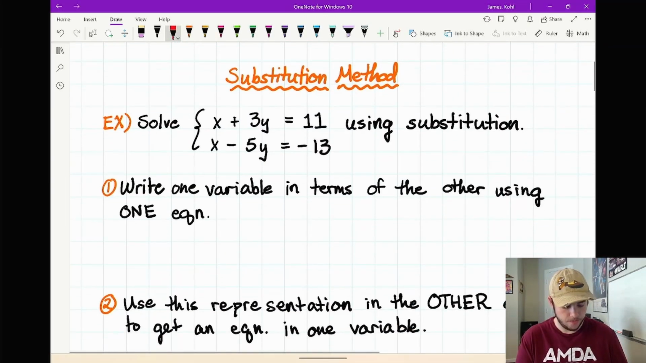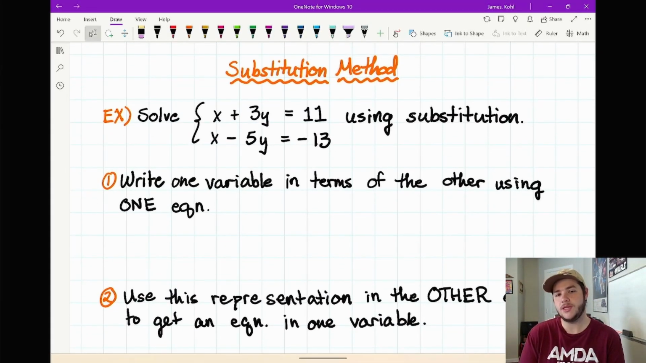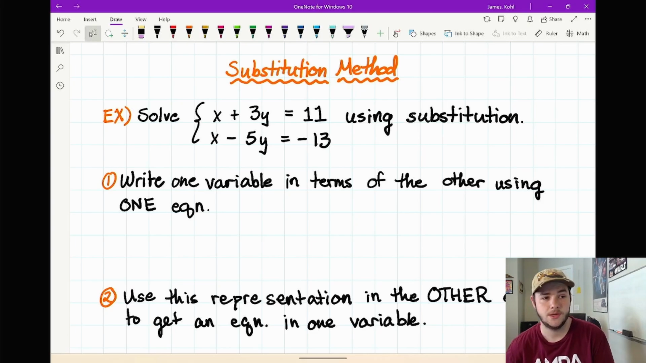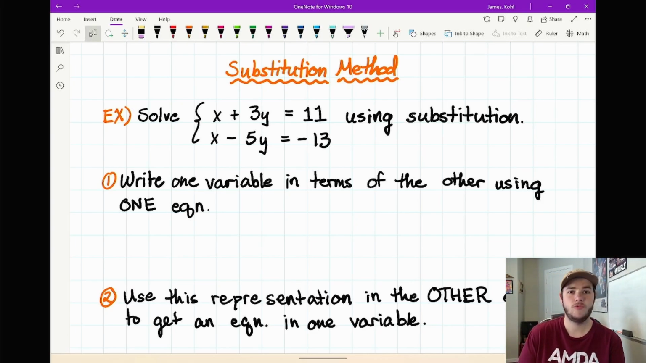Now, there are 2 primary ways that we can solve systems of equations. One of those being substitution, which we'll talk about in this video. The other being elimination, which we'll save for another video. And by the way, this is probably my favorite topic that we're going to cover in our class.